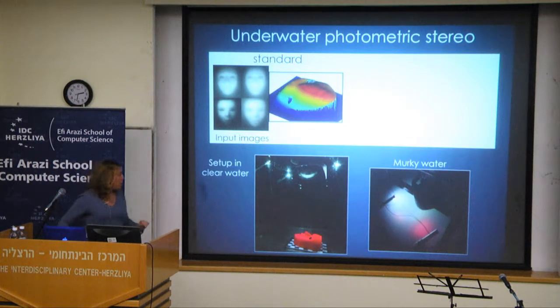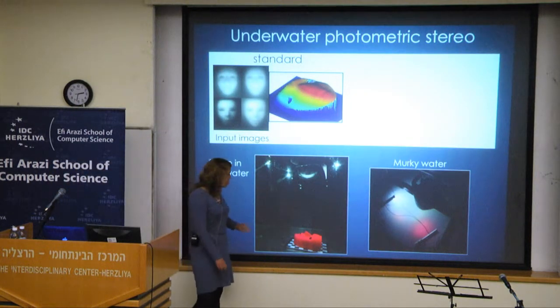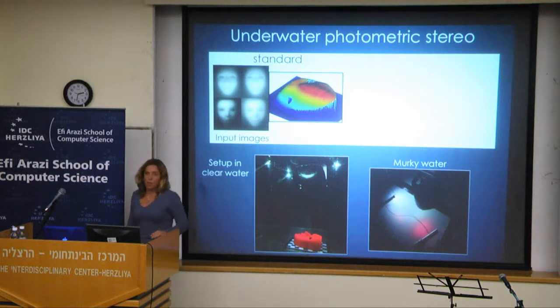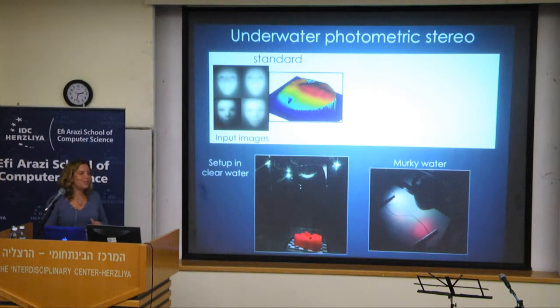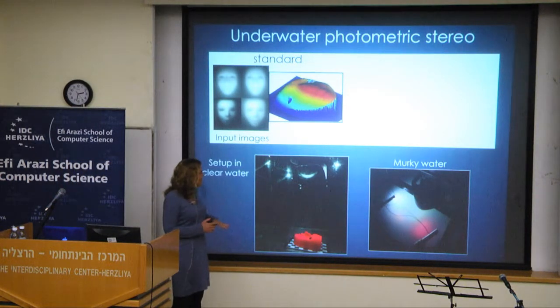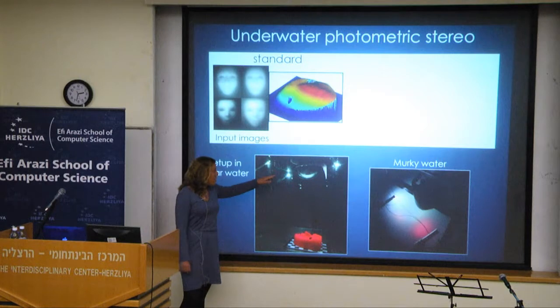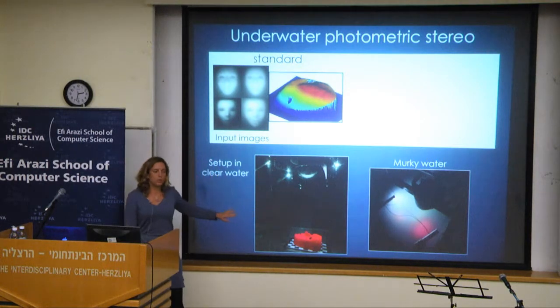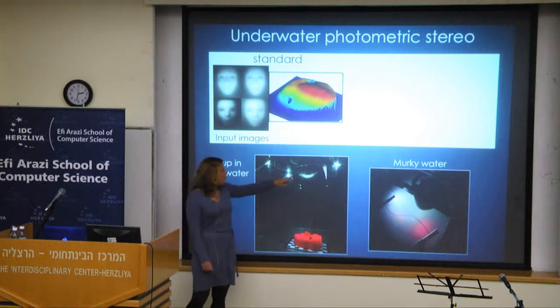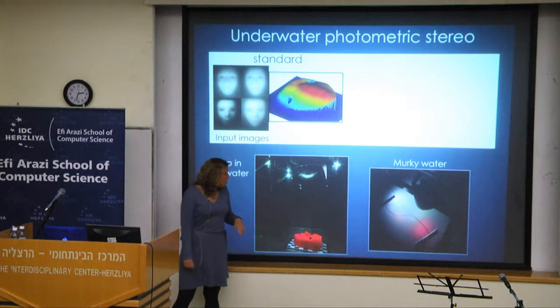So this is the setup we used. It's a fluorescent mask. This is still in the tank in the lab. This still didn't go into the ocean. There are a few more steps needed to do that. So this is the object in water. You don't see the water because the water is clear. And you have a camera and light sources pointing to the object.